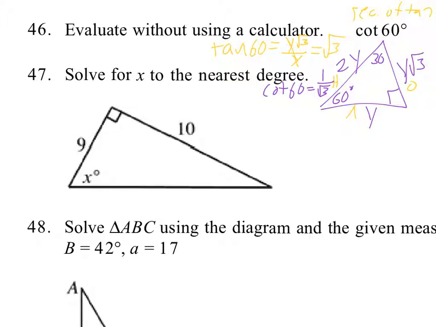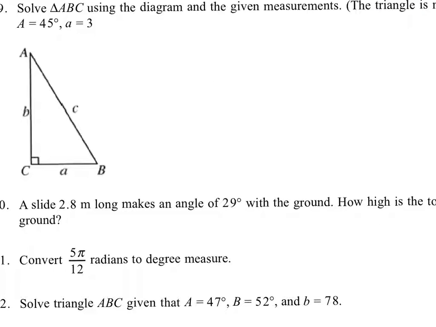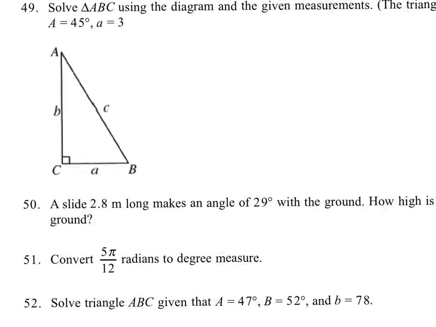If you want to rationalize the denominator, we can multiply the top and the bottom of this by the square root of 3. And another acceptable answer would be the square root of 3 over 3, since root 3 times root 3 would be 3. Either of these answers would be totally acceptable for this problem. 47 we're going to skip because we just did like 3 problems like this.